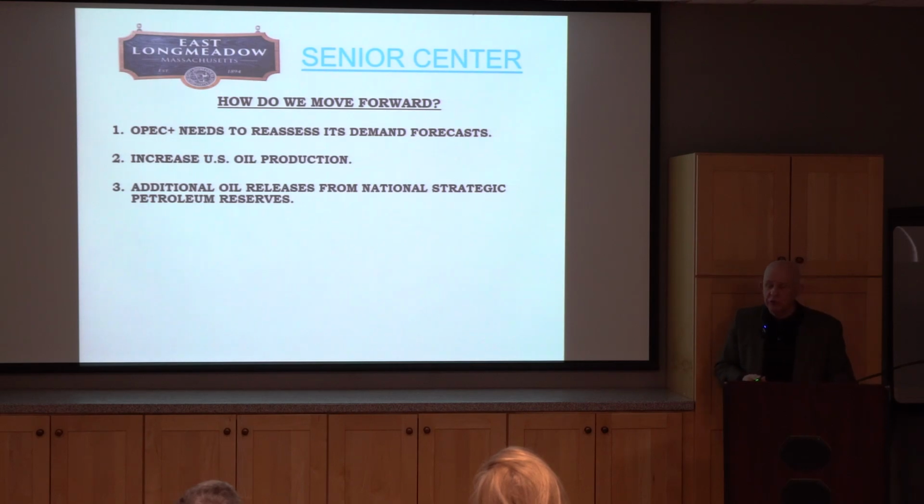Additional releases from the U.S. Strategic Reserve can provide some temporary relief. However, the emergency reserves need to be replenished as soon as possible. The Biden administration plans to replenish the U.S. SPR when oil prices go down to around $70 a barrel. Based on the U.S. EIA, that's not going to be until probably 2025.